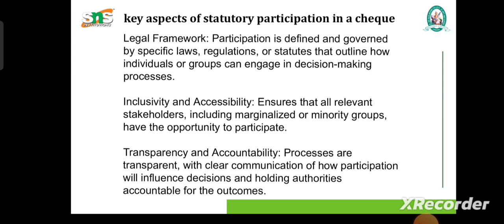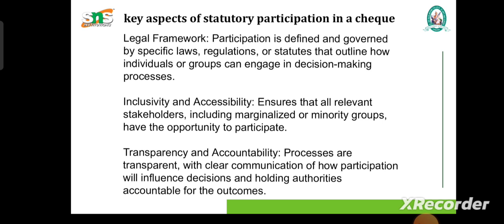What are the key aspects of the statutory participation in a check? There are a few items. Let's see them one by one. First one is legal formation. This is the legal formation: law, regulation, and statutes that outline how individuals or groups can enhance the decision-making process.